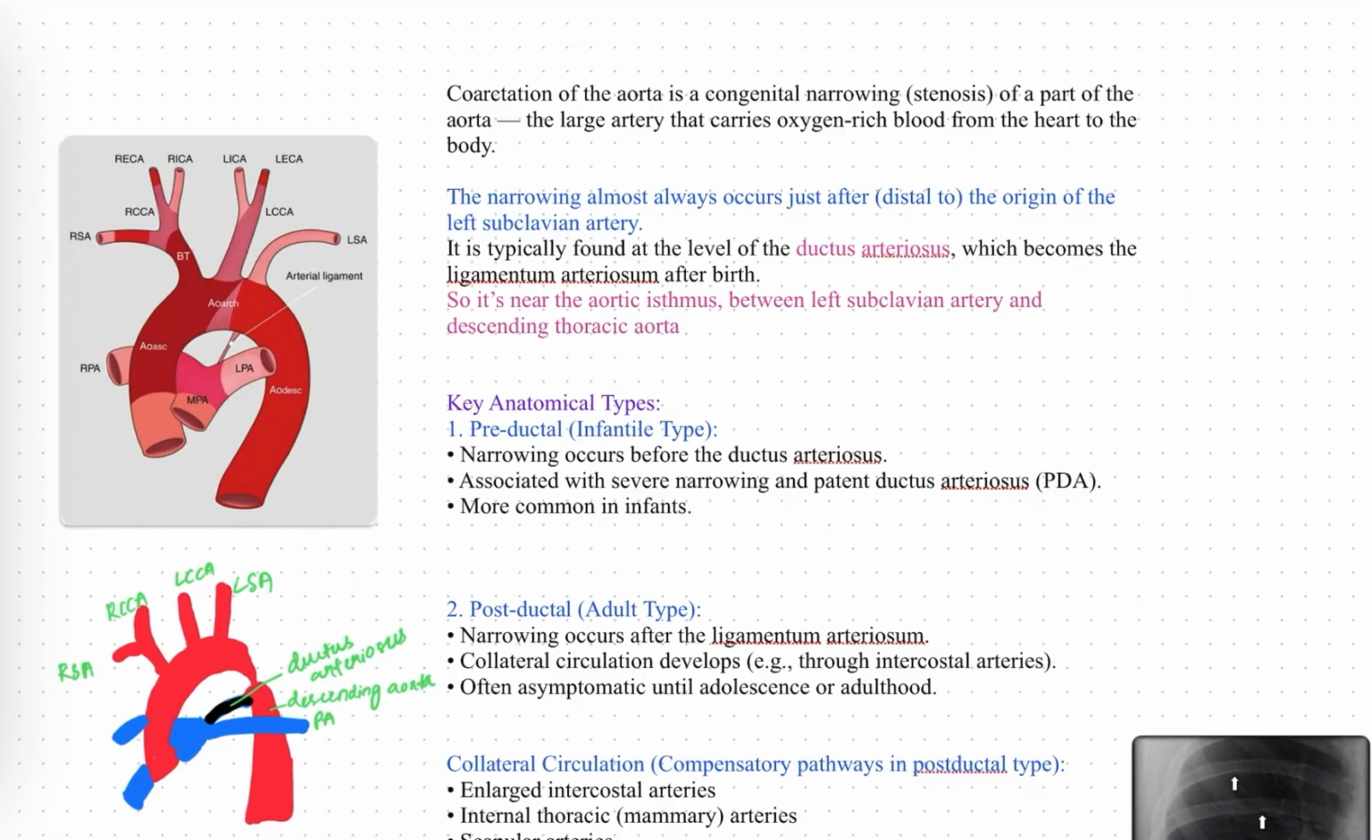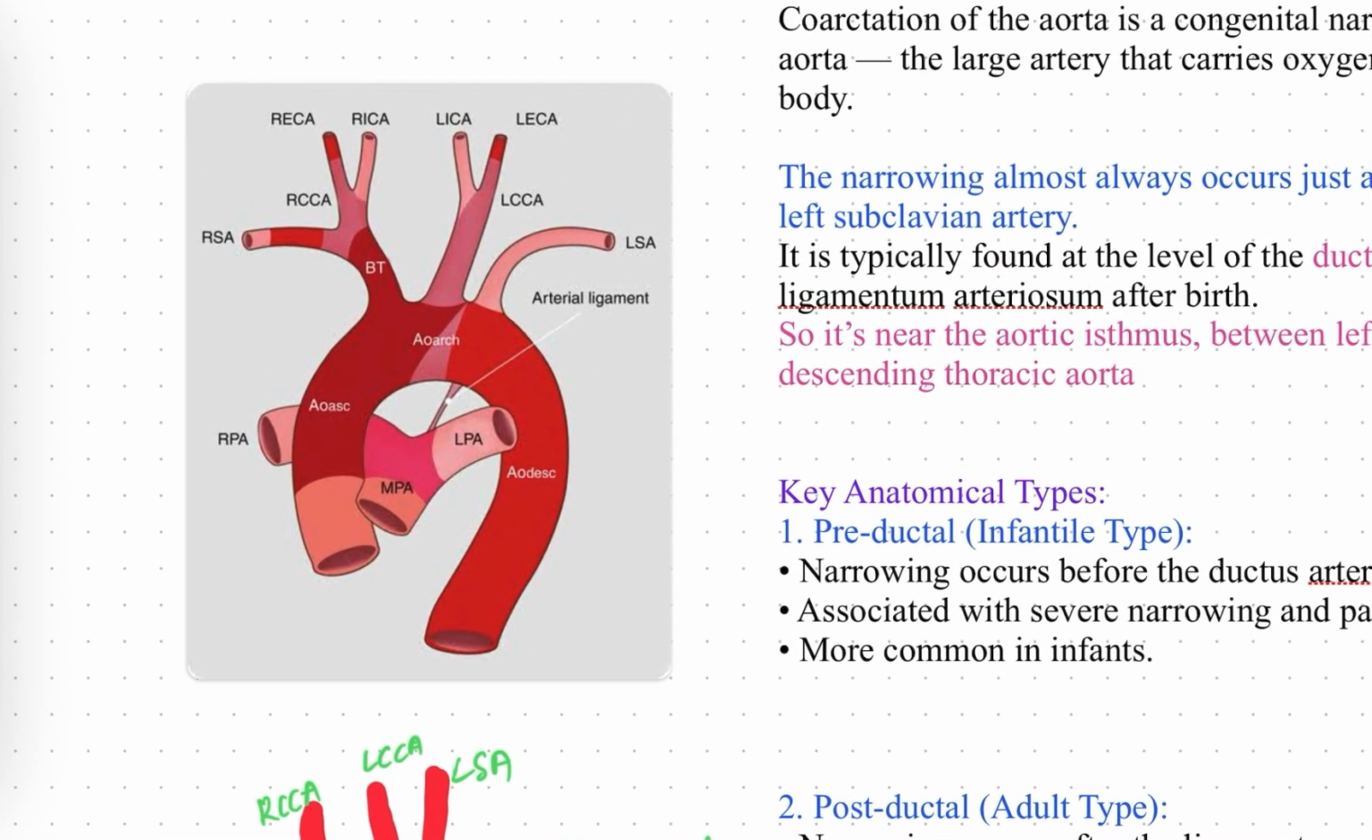This narrowing almost always occurs just after the origin of the left subclavian artery, that is, distal to the origin of the left subclavian artery. So let us see the origins of different arteries. In the aorta there is the ascending aorta, the arch of aorta and the descending aorta. In the arch of aorta there is a brachiocephalic trunk which gives rise to the right subclavian and also the right common carotid. The right common carotid again divides into the right external carotid and the right internal carotid artery. The left common carotid and the left subclavian arise directly from the arch of aorta, not like the right subclavian and the right common carotid, which arise from the brachiocephalic trunk.